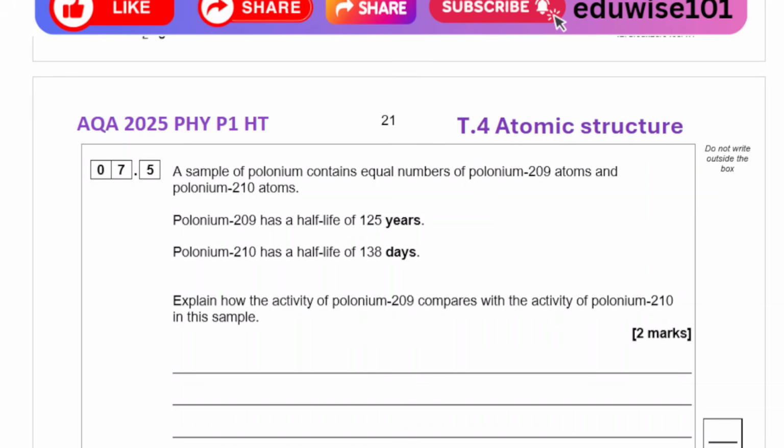A sample of polonium contains equal numbers of polonium-209 atoms and polonium-210 atoms. Polonium-209 has a half-life of 125 years. Polonium-210 has a half-life of 138 days. Explain how the radioactivity of polonium-209 compares with the activity of polonium-210 in the sample.